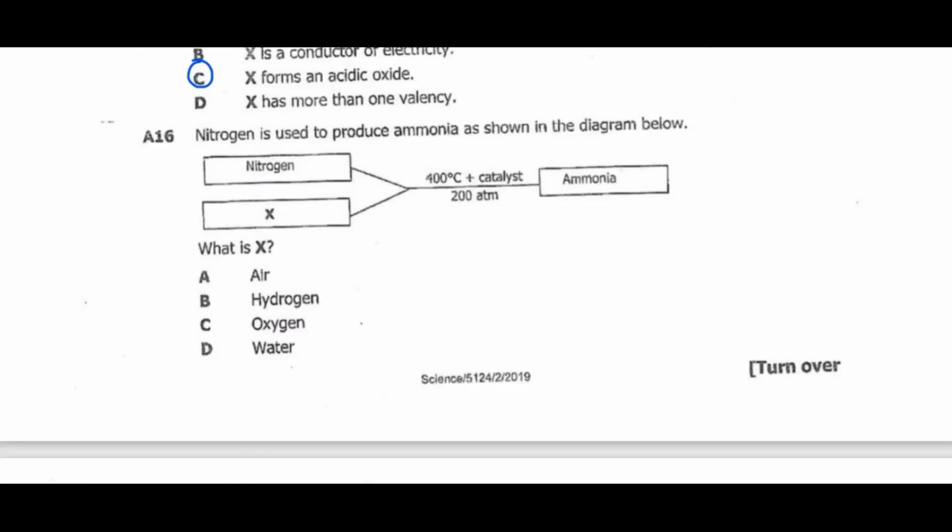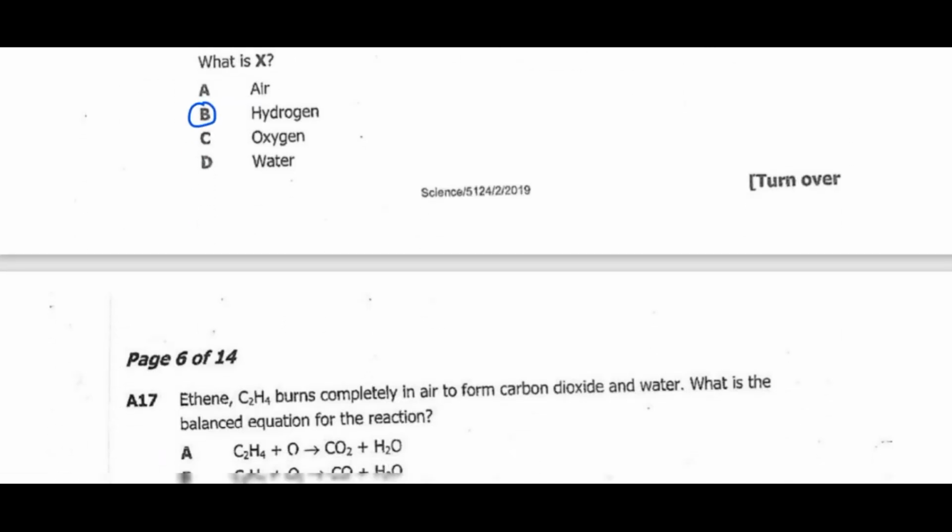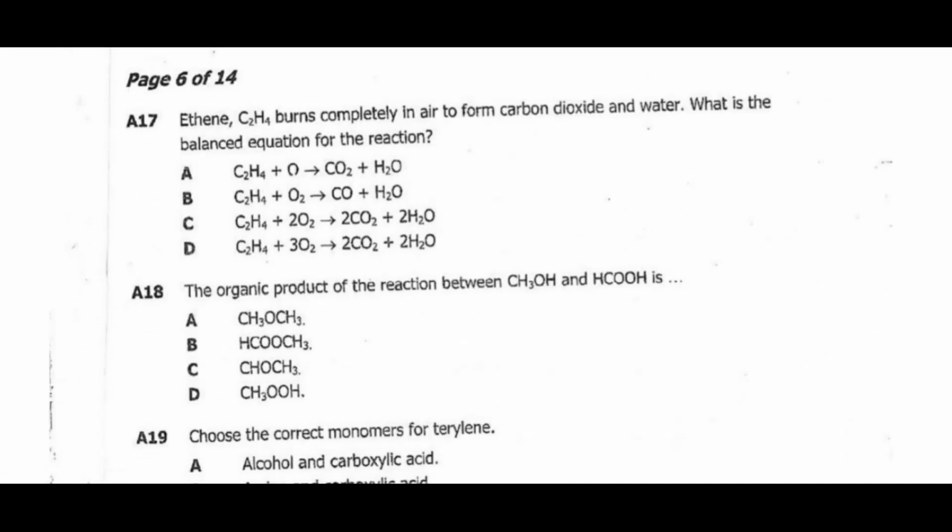Then we move on to question 16. Nitrogen is used to produce ammonia as shown in the diagram below. Then what is X? So if this is the nitrogen, we're just looking at the other reactant that reacts with nitrogen to give us ammonia. So that is hydrogen. This is under the Haber process. Then we move on to question 17. Ethene, C2H4, burns completely in air to form carbon dioxide and water. What is the balanced chemical equation for the reaction?